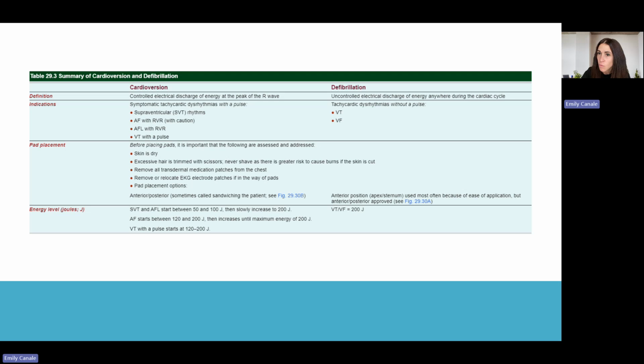Versus defibrillation, where it's uncontrolled. It's any time during the cardiac cycle. So I can't time it because the rhythm is so uncontrolled. There's no way to do that. But you're not the one hitting the button that's timing it. You're just the one there with the client and the cardiologist when they're doing this. So make sure that you are doing the pad placement appropriately, and that you're monitoring the client before and after either of these are happening.